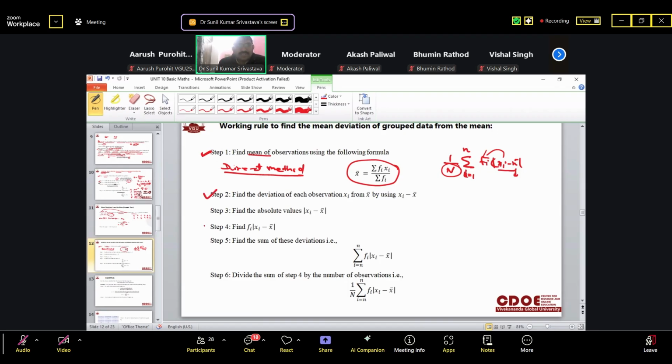Now we move to the second step. After finding the mean, we have to find the deviation from the mean for each observation, that is, for each value of x, for x equal to x1, x2, and so on.